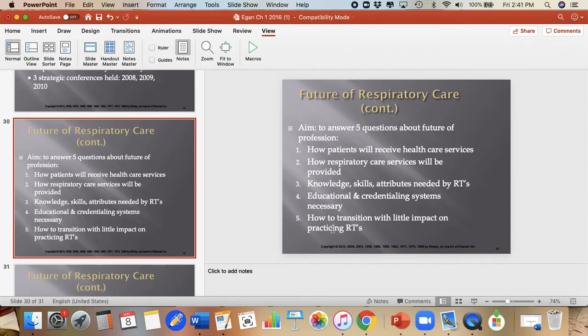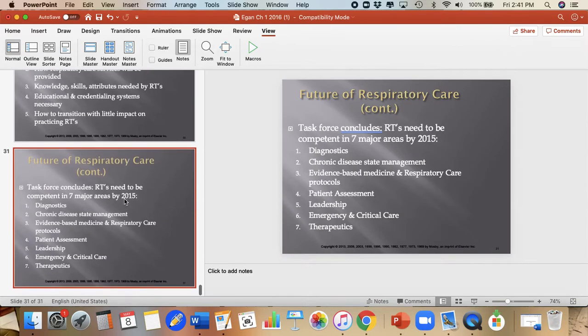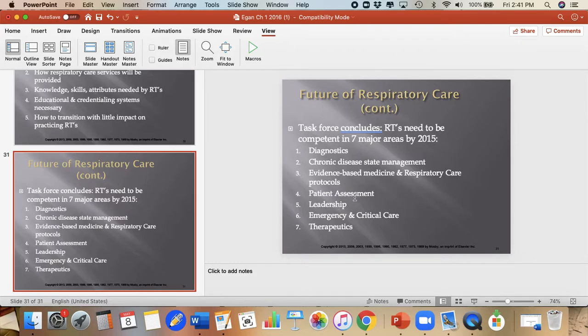So that's pretty important. And then finally, we have these areas of competence that are crucial for a respiratory therapist. These are 7 areas that I feel like as a therapist you want to be confident in. This is your role as a respiratory therapist, to be able to maintain these things, and it's crucial in order to be successful and to take care of patients, to be able to have these major areas of studies. So we've got diagnostics, chronic disease state management, evidence-based medicine and respiratory care protocols, patient assessment, leadership, emergency and critical care, and therapeutics.